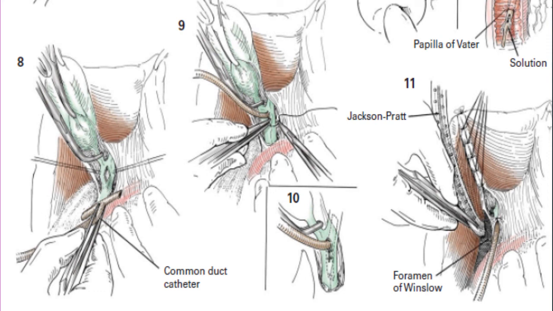In the likely event of there being a big impacted stone at the ampulla, you may need to do a duodenotomy, a papillotomy, and take off the impacted stone from there.